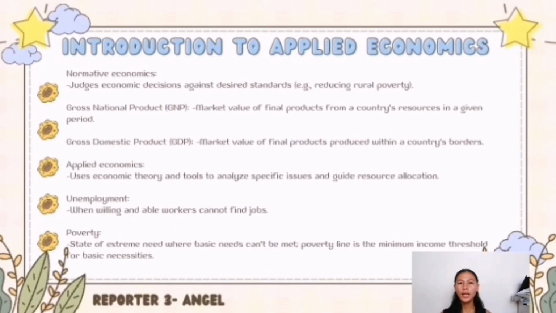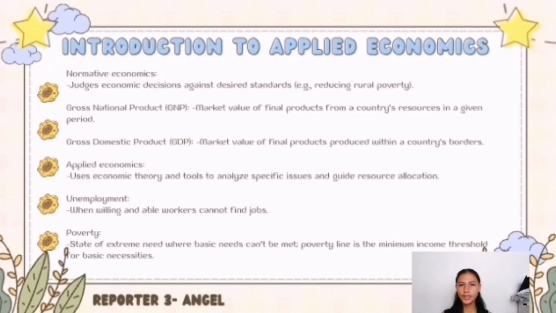Next, gross national product or GNP, the market value of final products from a country's resources in a given period. GNP focuses on who produces using the country's resources or citizens, regardless of location. Gross domestic product or GDP, the market value of final products produced within a country's borders. GDP, from the word domestic, is within the country only. It focuses on where it is produced.